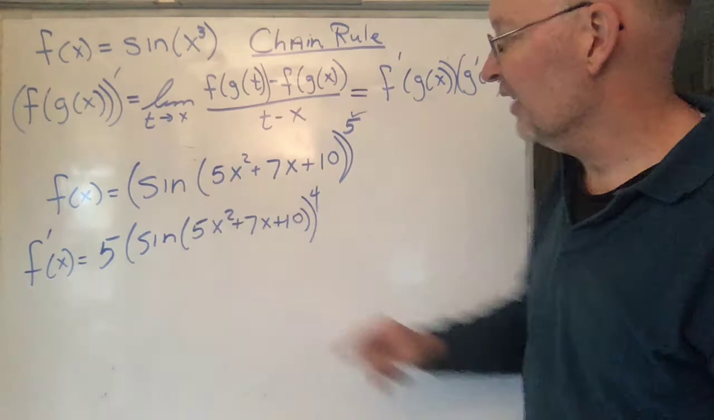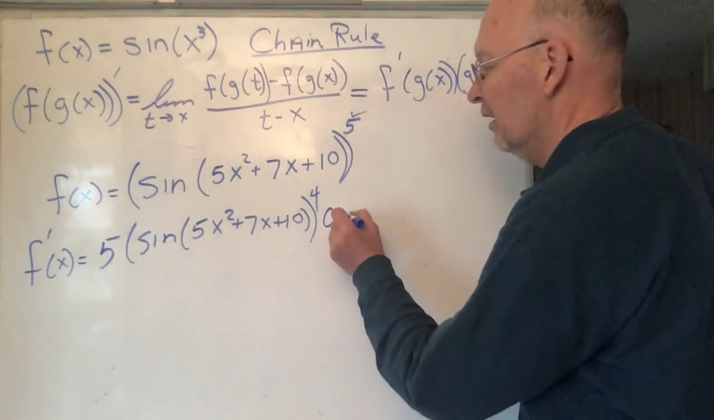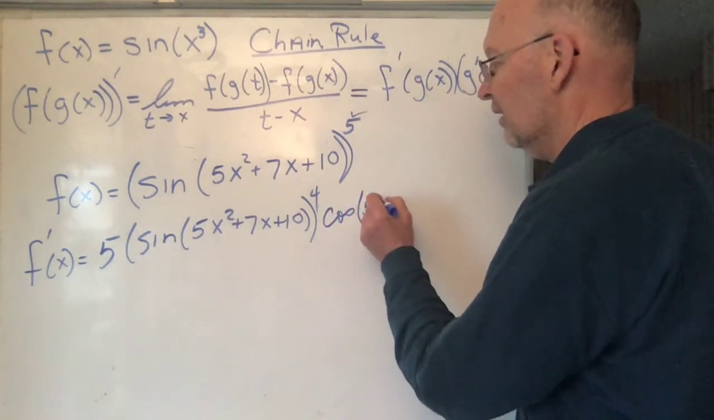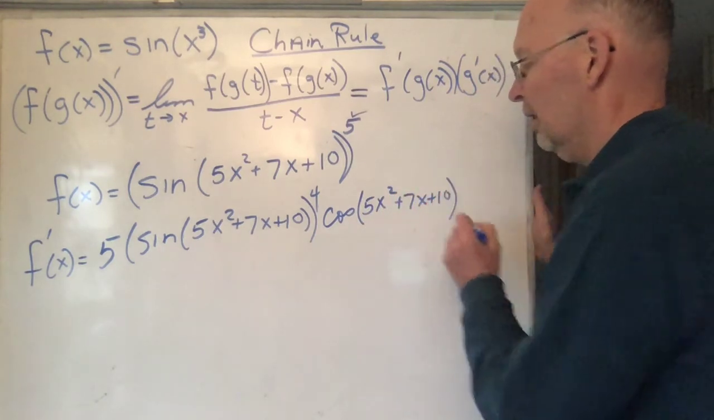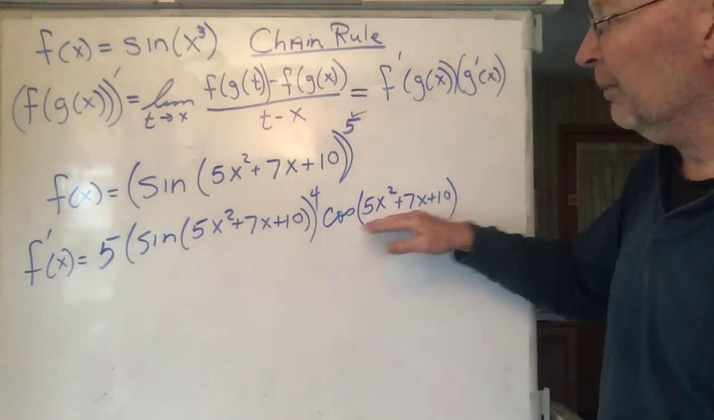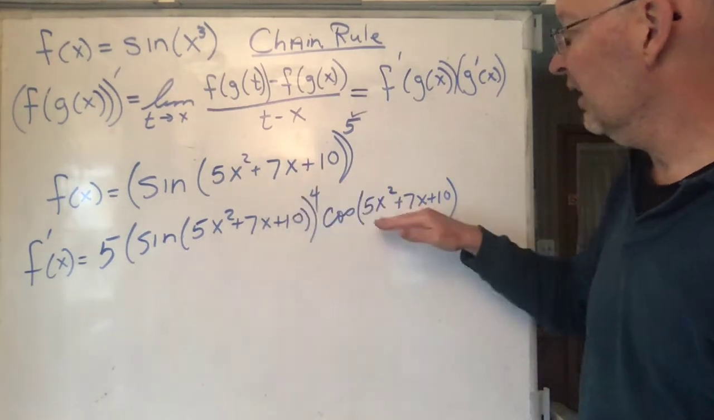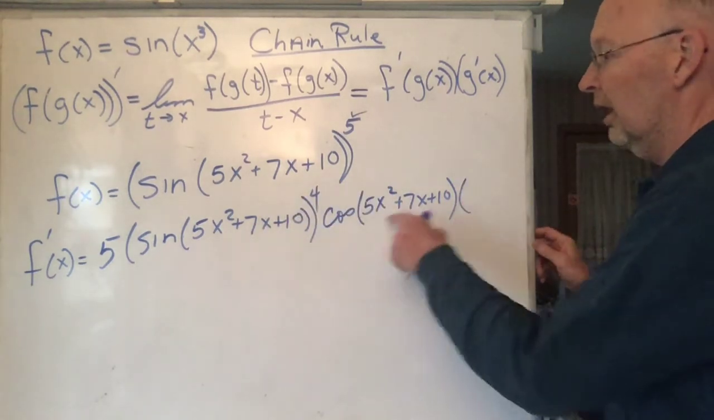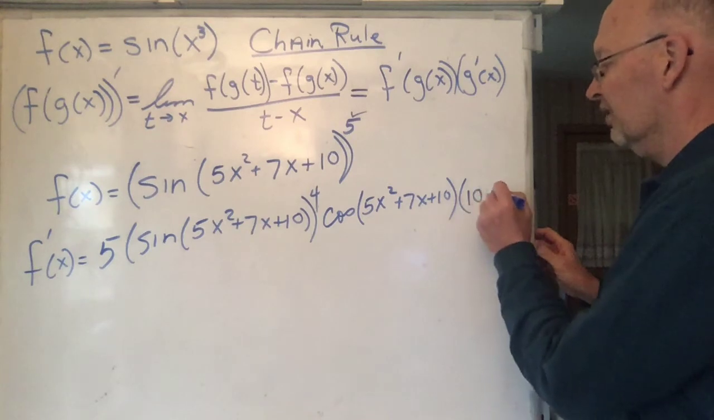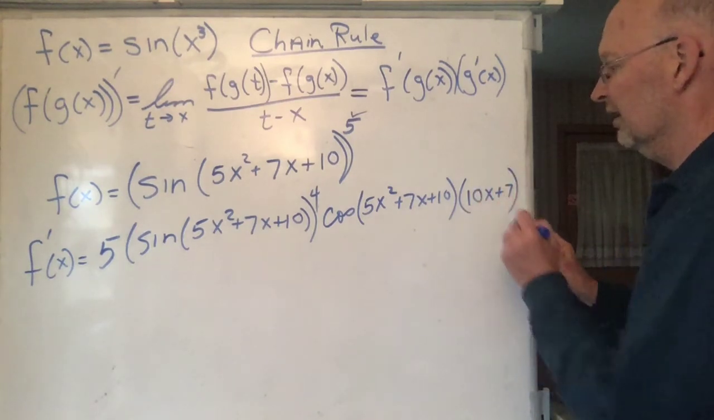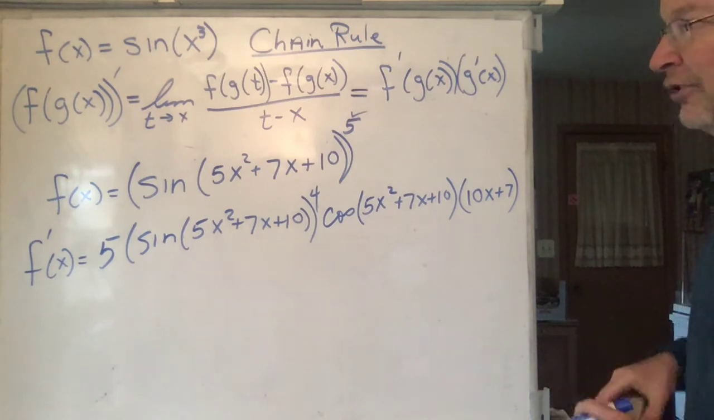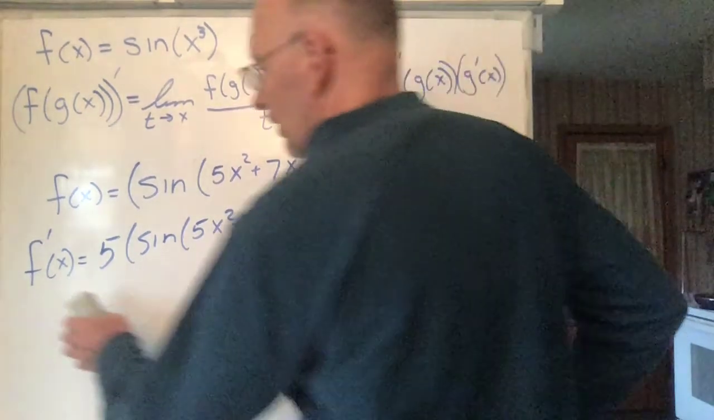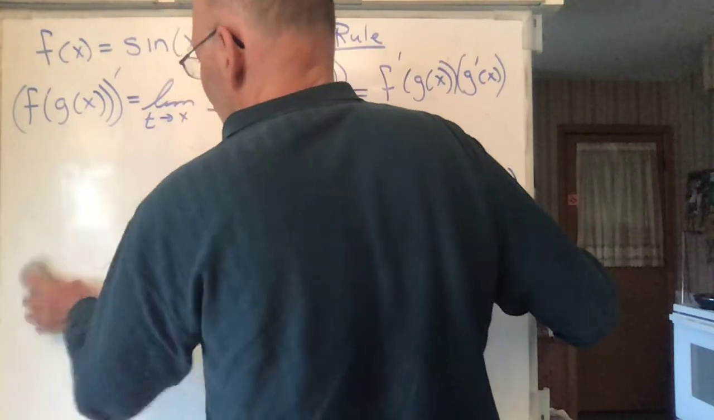What's the derivative of the sine? The derivative of the sine of anything is the cosine of that thing. And now you have to multiply that by the derivative of the thing inside that, which is what? The derivative of this is going to be 10x plus 7. So there you go. That's the idea, okay? That's how you use the chain rule.